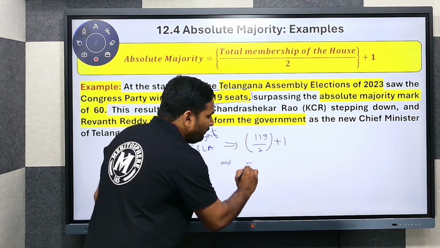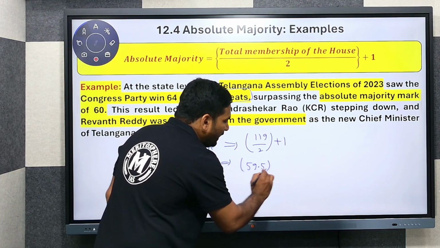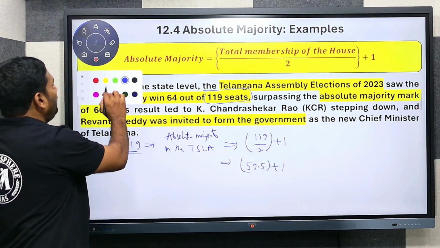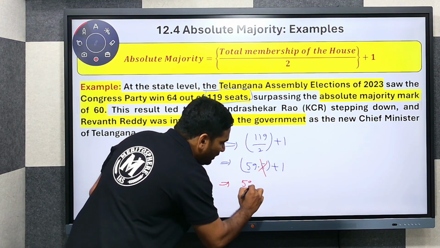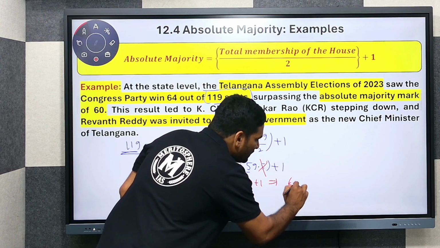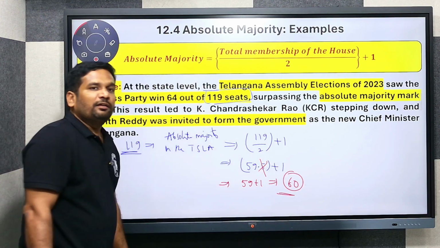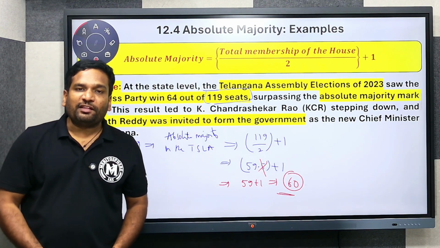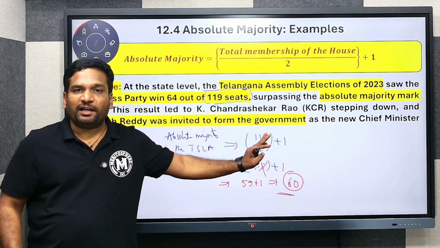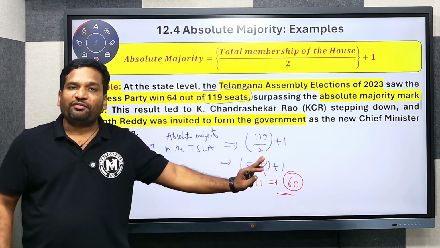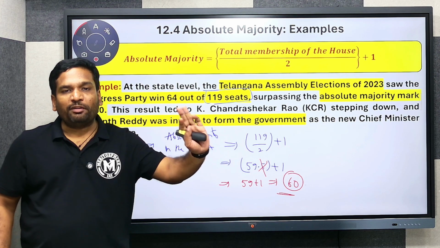So this turns out to be 59.5 plus 1. Whenever there is a decimal point, we have to omit that and consider only the whole number, that is 59 plus 1, which turns out to be 60. So the absolute majority of the Telangana State Legislative Assembly is 60 seats. Whatever party gets a minimum of 60 seats is allowed to form the government.